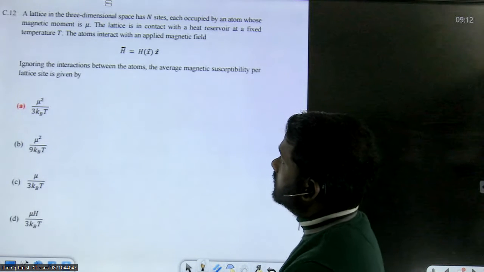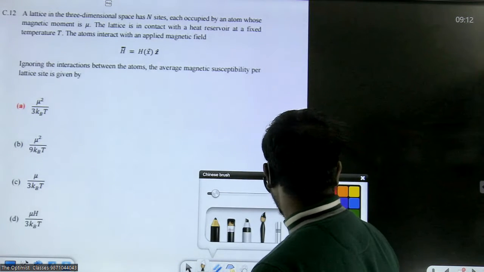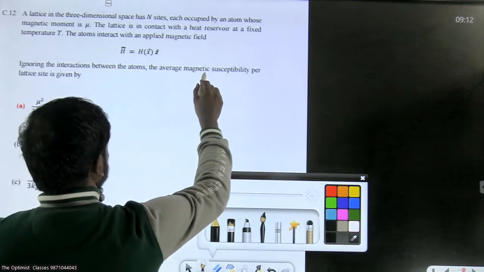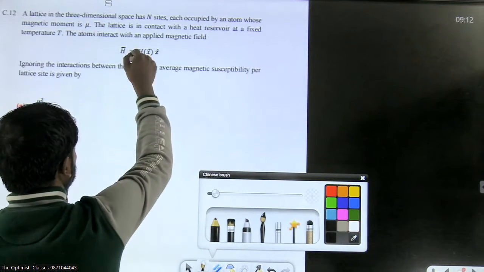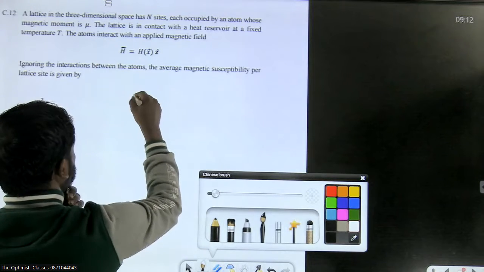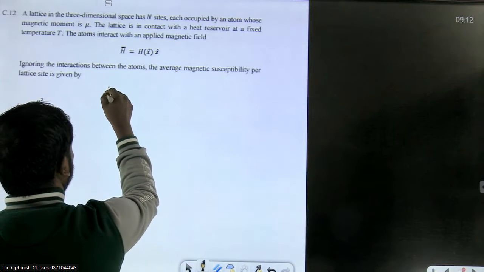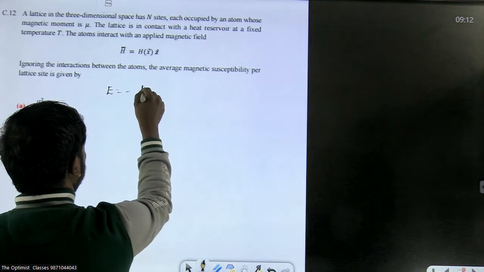All right, now this is a question from statistical mechanics. It says we have to calculate, ignoring interaction between atoms, the average magnetic moment. So there is a magnetic field and there is a magnetic moment. In this case, if you calculate the energy, the energy will be equal to minus mu dot H.